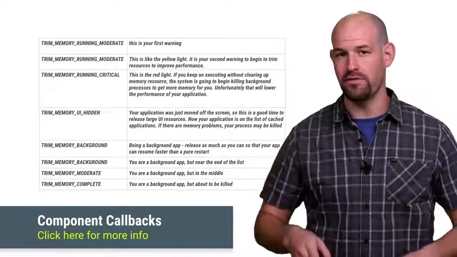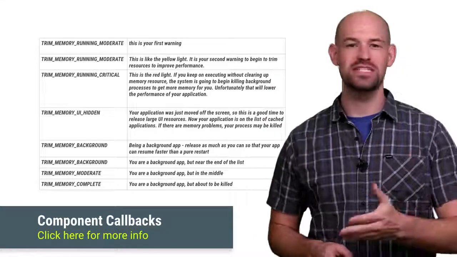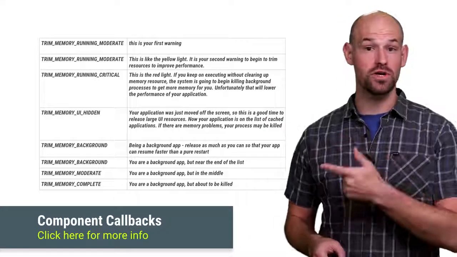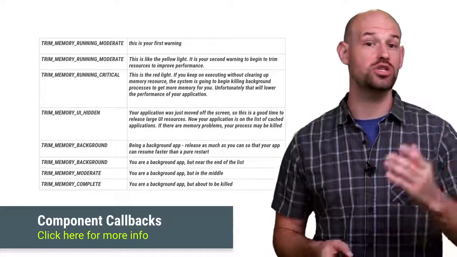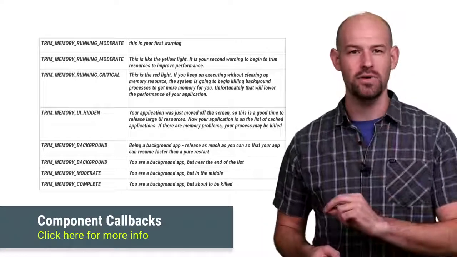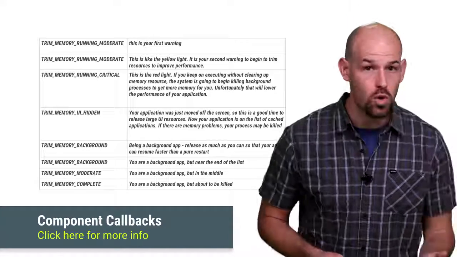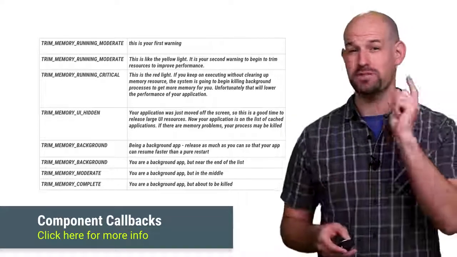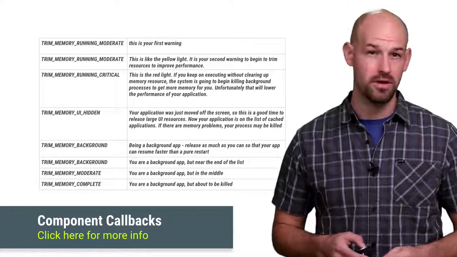The trim level that's given to you is a value between 0 and 100, but there are also a handful of values that are defined which you can check against. For example, the TRIM_MEMORY_MODERATE value means that the device is beginning to run low on memory, and it's a great time for your app to start evicting things like your bitmap thumbnail cache.